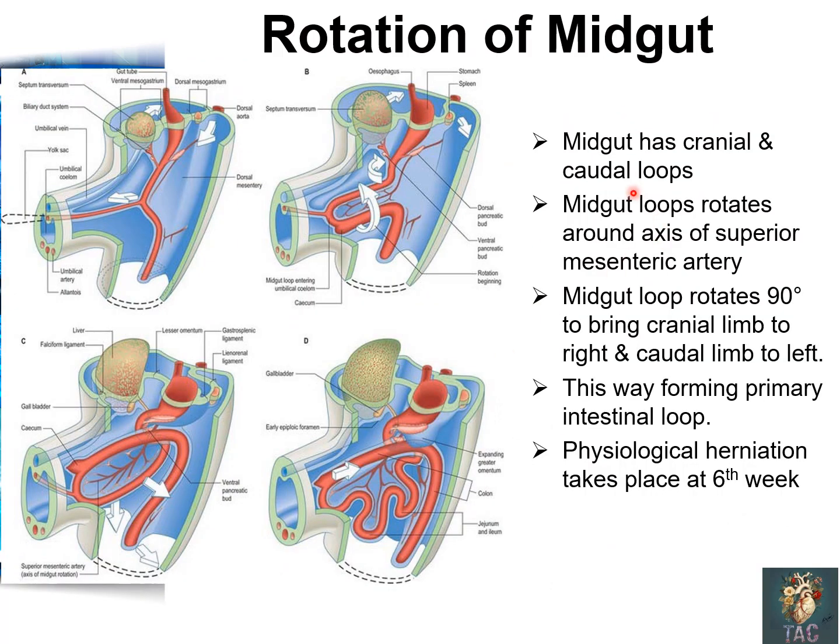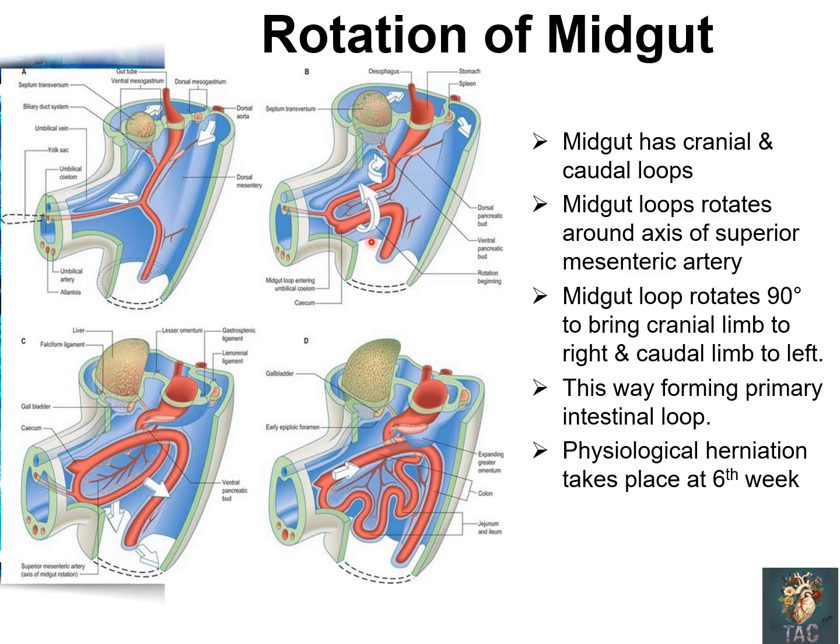So the midgut has cranial and caudal loops. While it is forming, it has two loops: one is the cranial and the other is the caudal loop, also called the proximal and the distal loop. The midgut loop rotates around the axis of the superior mesenteric artery. This is the superior mesenteric artery, which is the blood supply of the midgut, and it forms an axis around which the midgut rotates.